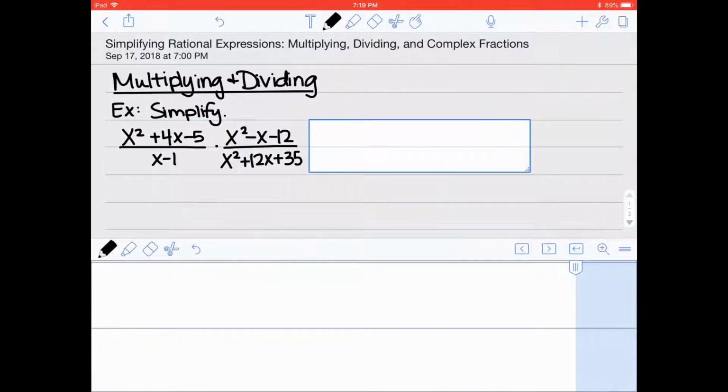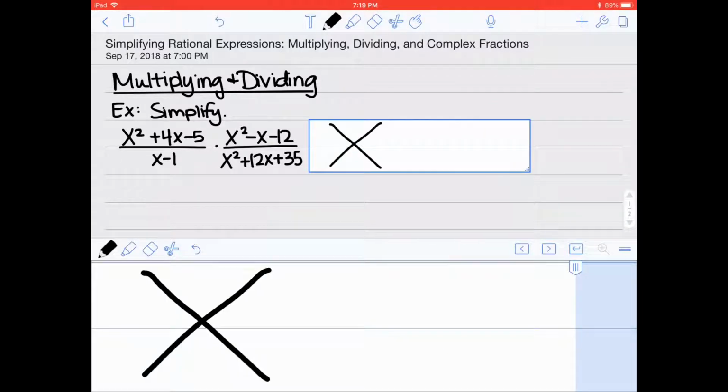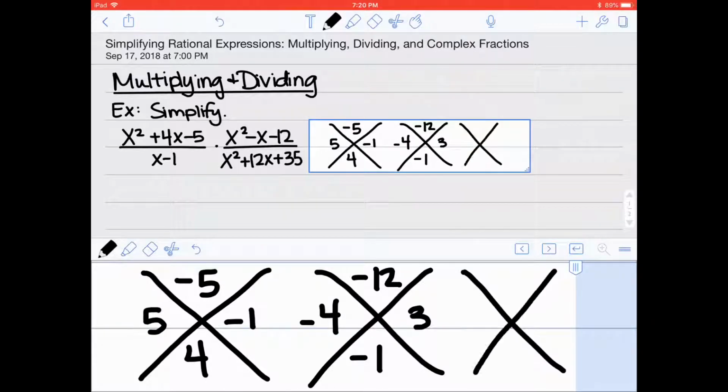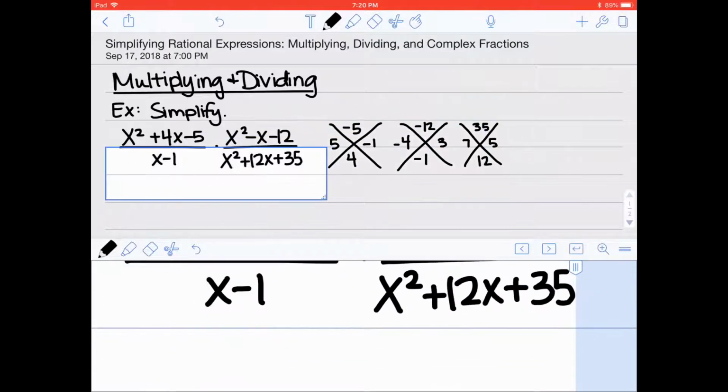For me to factor, these are pretty typical trinomials. For the first one, I need to know what multiplies to negative 5 but adds to positive 4, and that would be positive 5 and negative 1. I also am going to look at what multiplies to negative 12 but adds to negative 1, and that would be negative 4 and 3. And last, what multiplies to 35 but adds to 12, and that would be 7 and 5. So those are the three sets of information that are going to help us factor this.